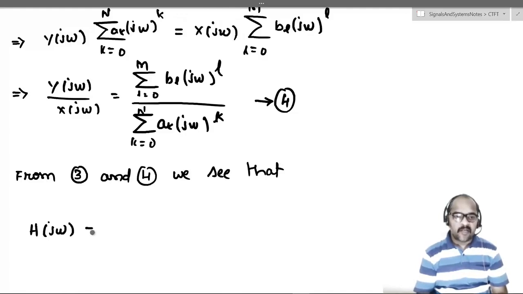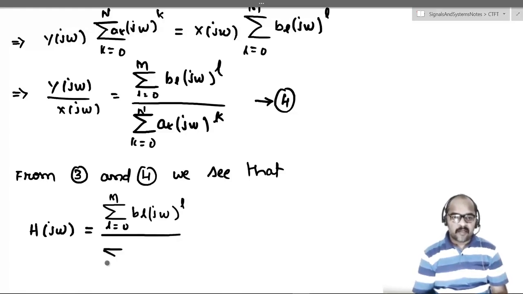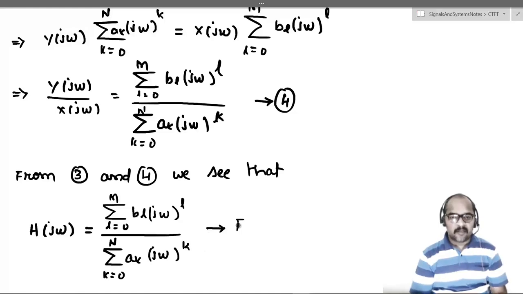H of j omega is equal to summation l equal to 0 to m b_l (j omega) whole power l, divided by summation k equal to 0 to n a_k (j omega) whole power k. And what is this here? This is nothing but our frequency response. So this is the frequency response of the LTI system.